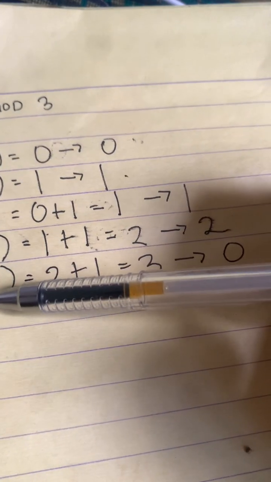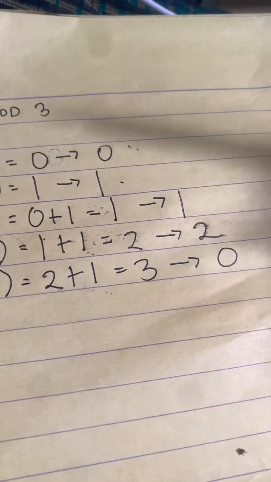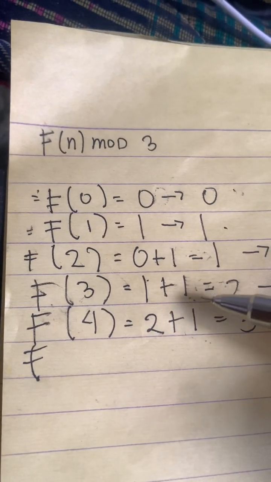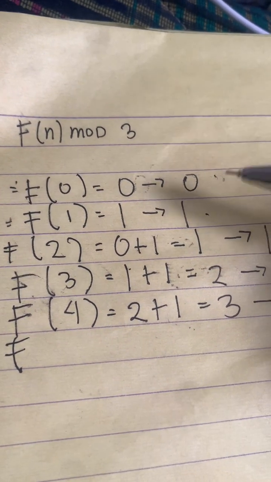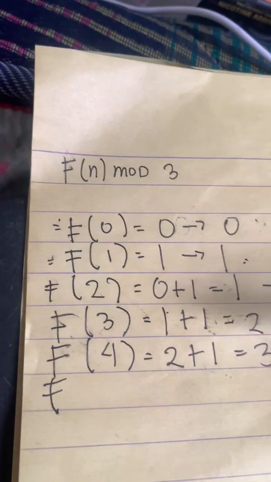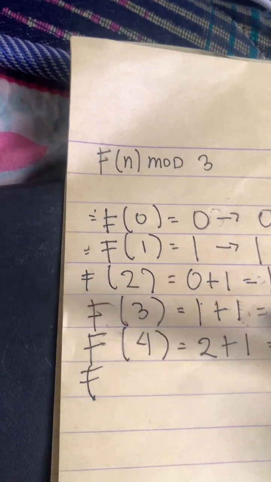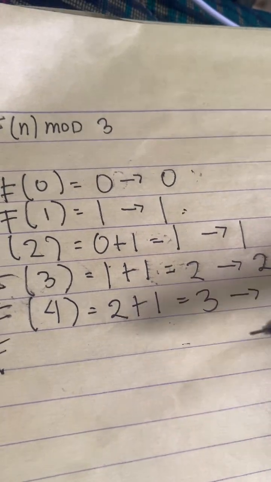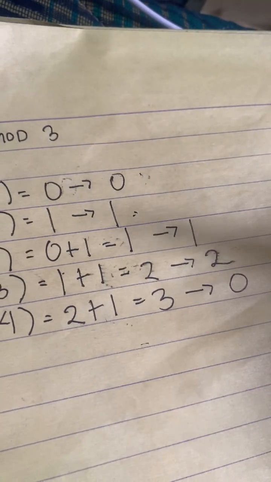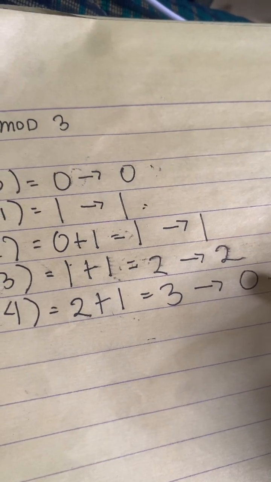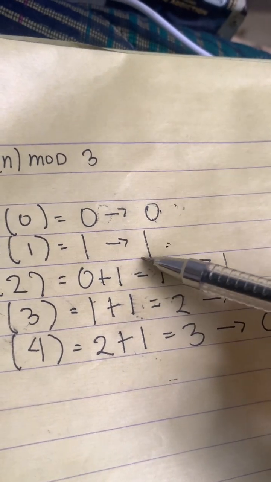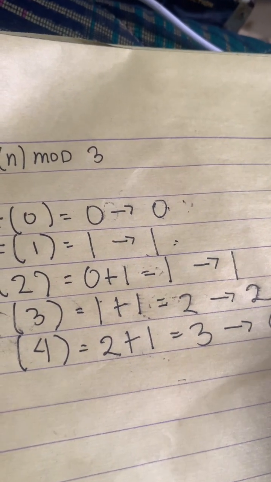F sub 3 is equal to the sum of the two numbers before it, so 1 plus 1 is equal to 2. Our sequence is 0, 1, 1, and 2. And for F sub 4, we have 2 plus 1 is equal to 3, and 3 modulo 3 is equal to 0. So we have our sequence 0, 1, 1, 2, 0.